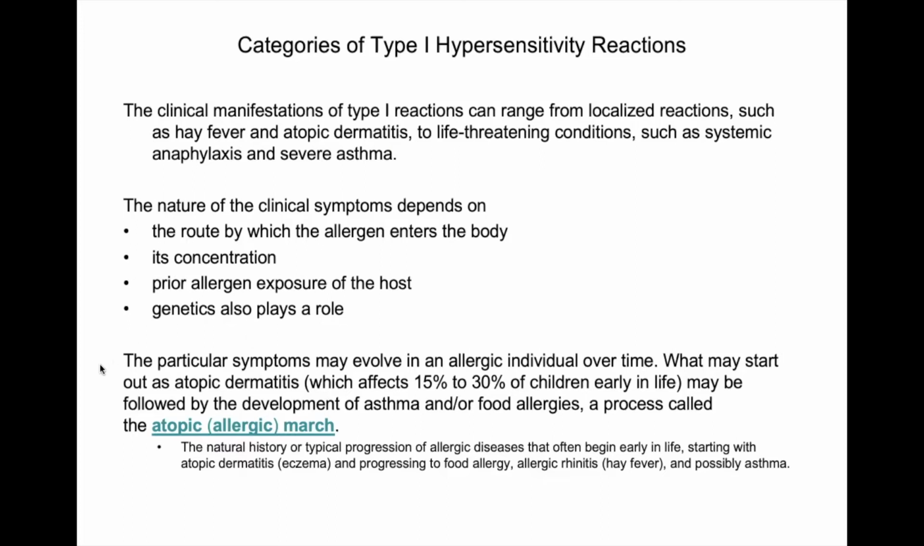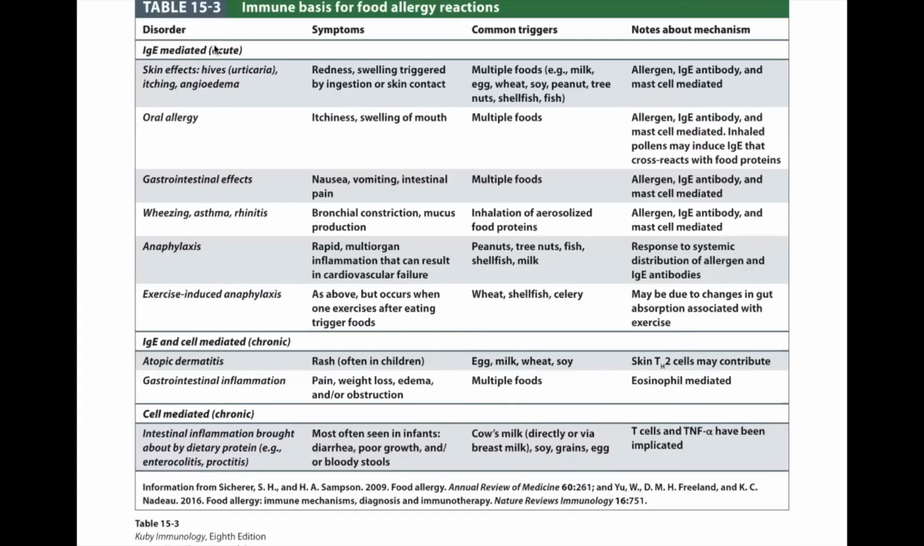Now, one of the things that they do see clinically is what's known as the atopic or allergic march, where your allergy can change over time. If you have an allergy as a child, you might grow out of it. You might develop new allergies or different allergies. And so here they're talking about how you might have something like atopic dermatitis as a young child, but then that might actually develop into asthma or food allergies later on in life.